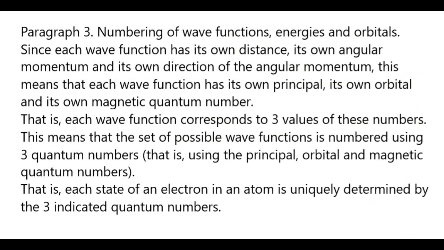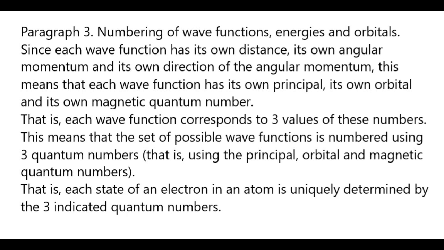Paragraph 3. Numbering of wave functions, energies, and orbitals. Since each wave function has its own distance, its own angular momentum, and its own direction of the angular momentum, this means that each wave function has its own principal, its own orbital, and its own magnetic quantum number. That is, each wave function corresponds to three values of these numbers.